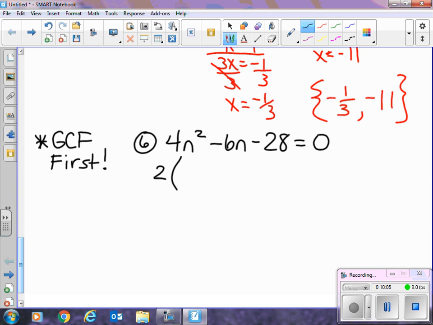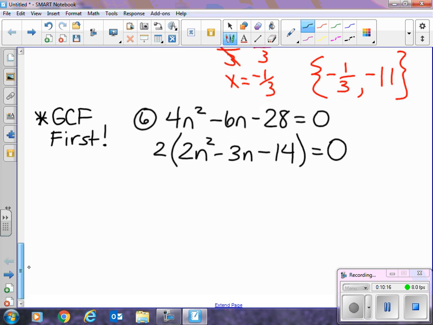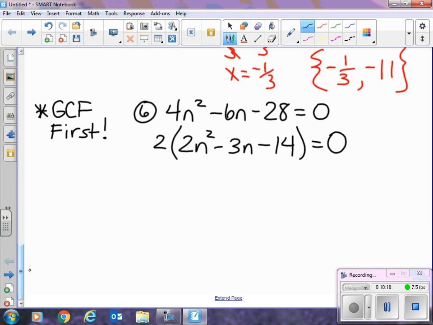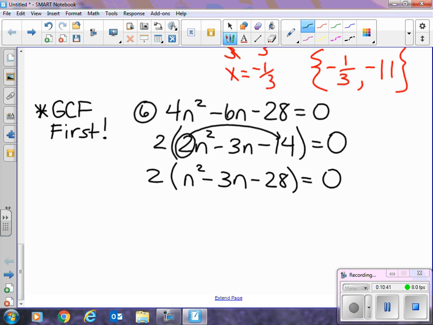So we factor out the 2, and now we're going to have a trinomial left. If you divide everything by 2, you have 2n squared minus 3n minus 14 equals 0. At this point, we're ready to factor the trinomial. So this 2 on the outside, we'll just keep tagging along for a little bit, and then we'll get rid of it at the end. Because the leading coefficient is not a 1, we need to multiply it to the back. So leave the 2 on the outside, and we have n squared minus 3n minus 28 as our new trinomial.